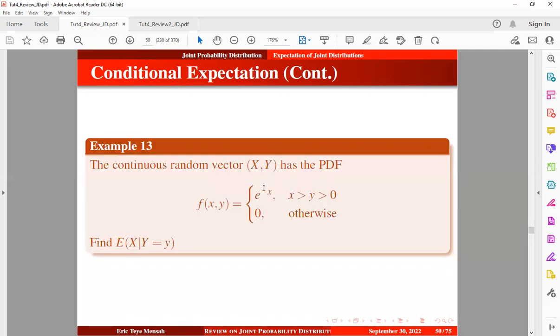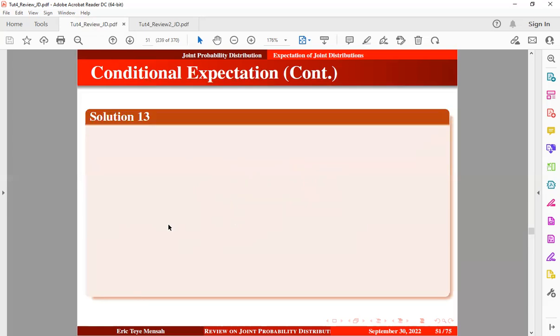The continuous random vector y has the PDF defined below. So I want to find the expectation of x given that y is equal to a particular value of y, okay? So how do we do this? First, we have to find the marginal density function of y, okay? So we know that to obtain the marginal density function of y, we have to take the integral of our joint PDF over the region of x, okay? So that's what we have here.